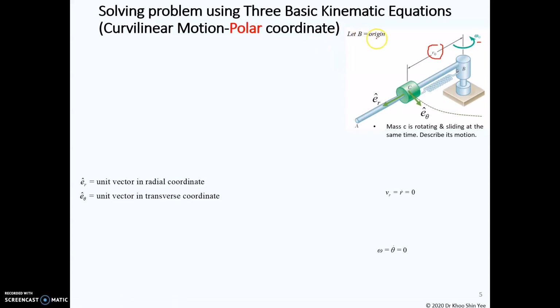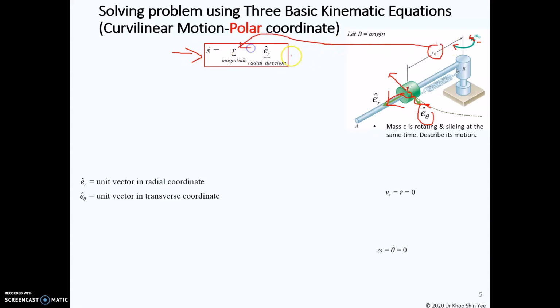We let B be the origin, and the direction from B to C is the radial direction, e_r. 90 degrees away from the radial direction, you have the transverse direction, e_theta. If the angular velocity changes direction, your transverse direction will change to this. With that, we can obtain the displacement vector, which is equal to the R magnitude here, multiplied with the radial direction, which is e_r.